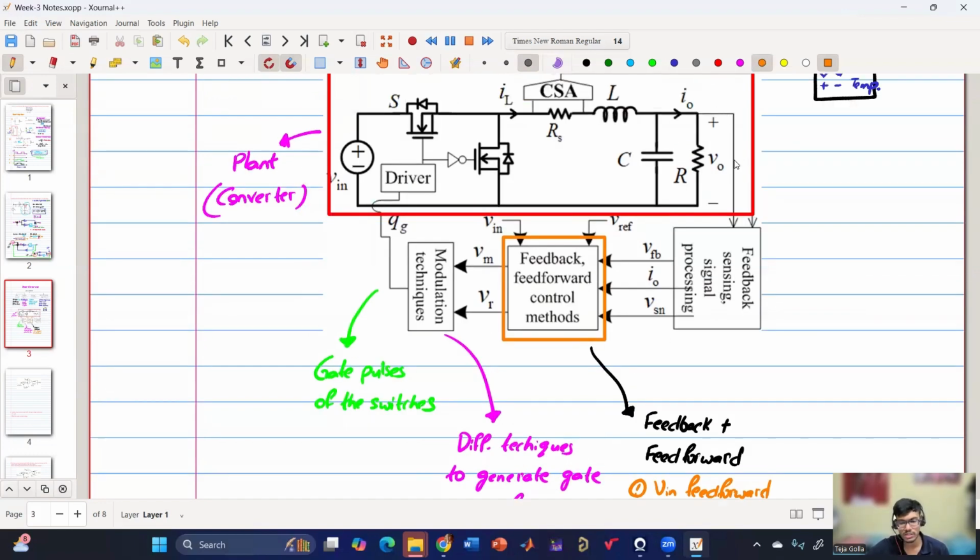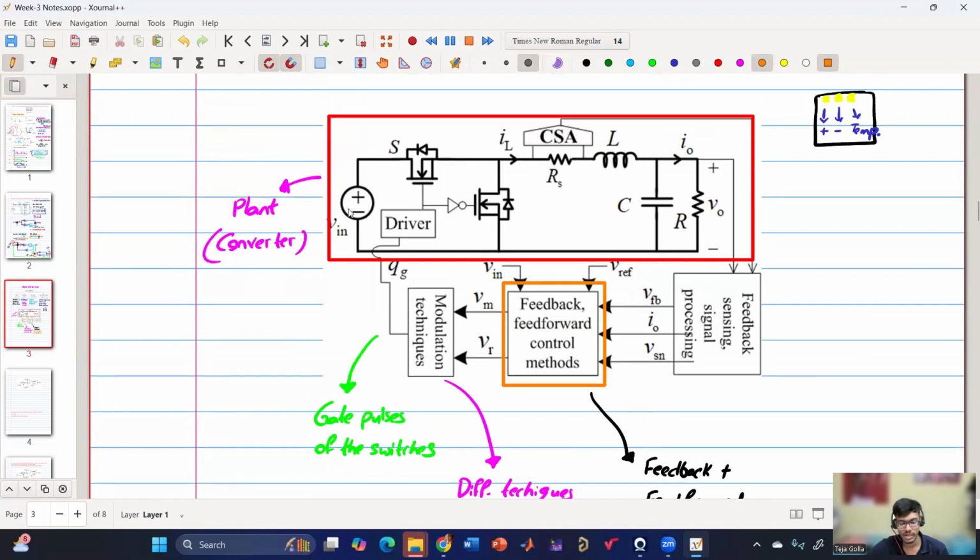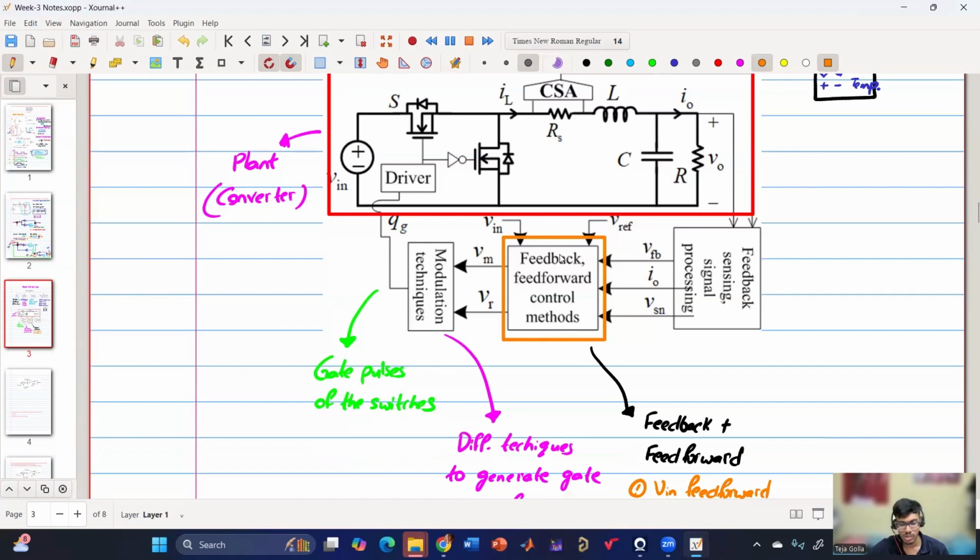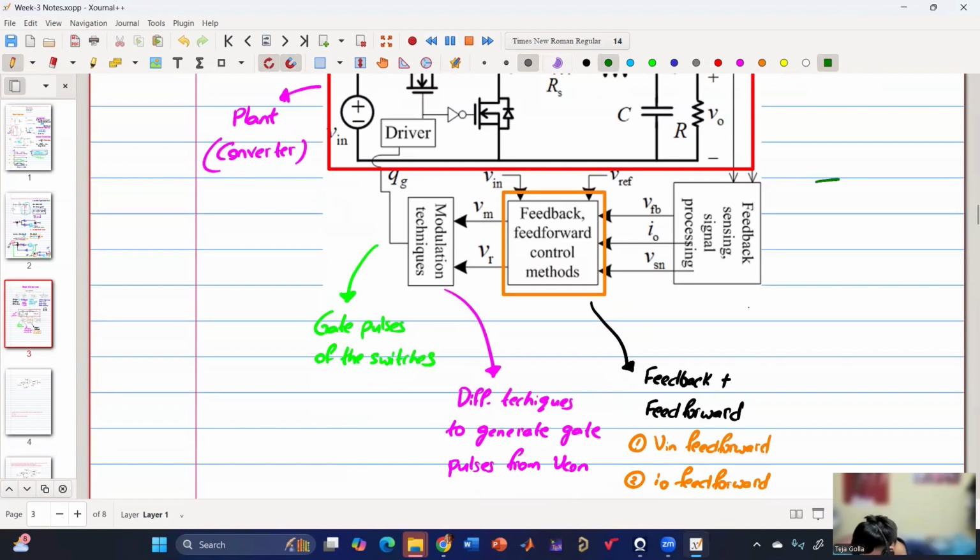So the first question is, why can't we directly feed V0 into the controller? What happens if we directly give V0 to the controller? The converter, as I have said, plant can be of any converter. Plant can be of low voltage converter or very high voltage converter. So whenever we are designing a controller, in which domain is the controller? Controller is in digital domain, right? So it needs digital data. So there has to be one ADC which converts the analog data to digital, right?